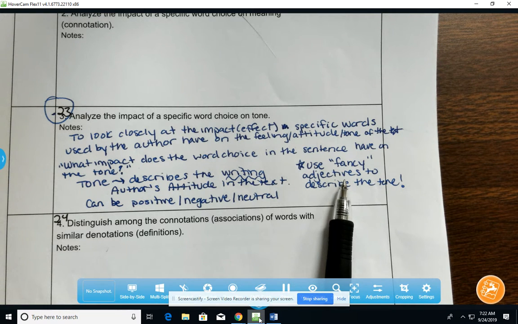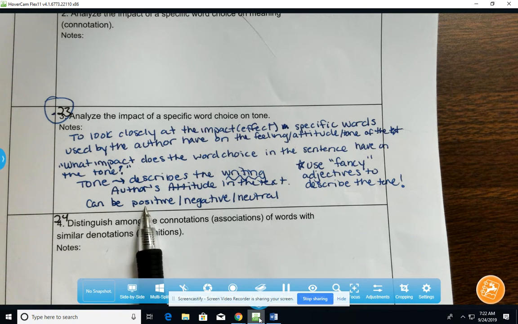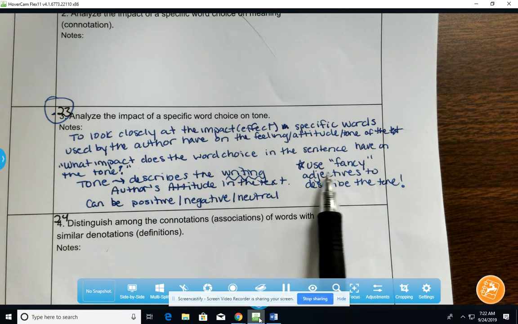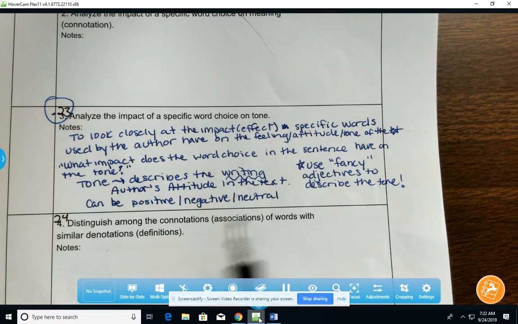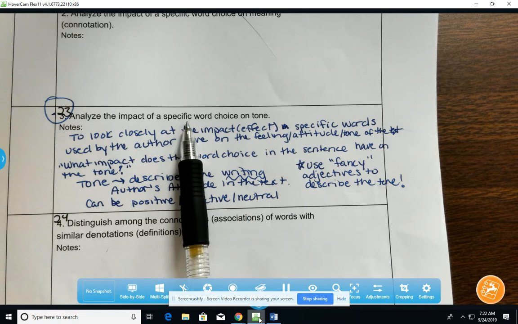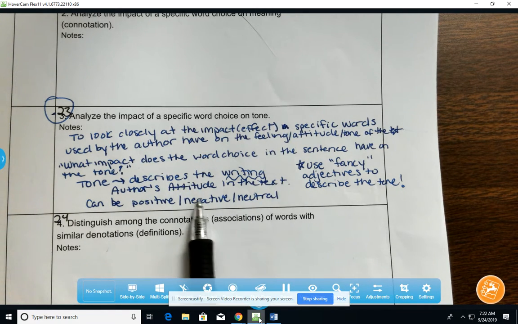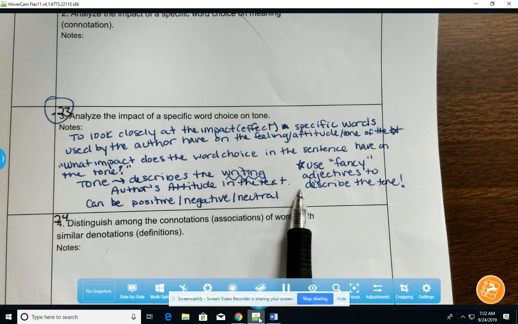If you think the tone is positive, don't say friendly. Look up the word friendly. See if you can find a synonym for friendly that is fancier to describe what the sound coming off that page really is like. But word choice does impact how that author's attitude sounds coming off the page. And I want you to be able to put that into words today.